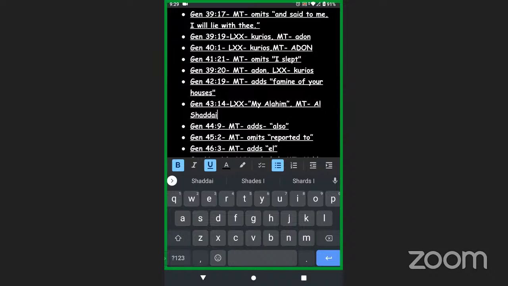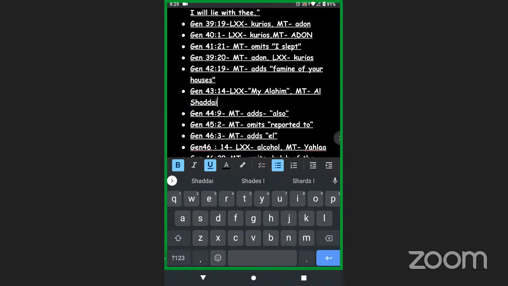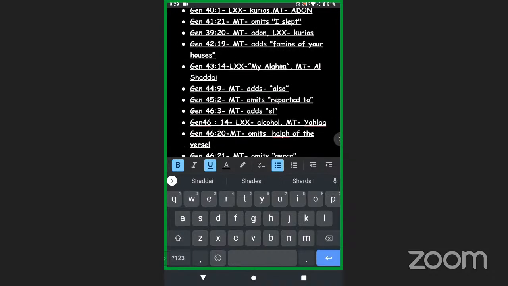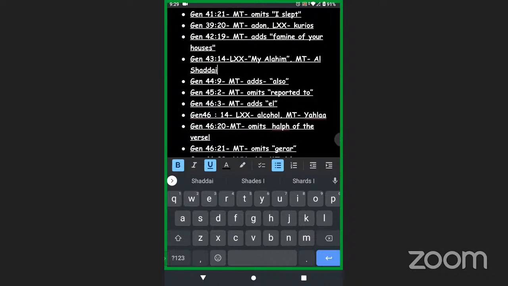We have Genesis 39:19, again with Kurios versus Adon. Same thing with Genesis 40, verse 1. Then 41, verse 21, Masoretic text omits, I slept.